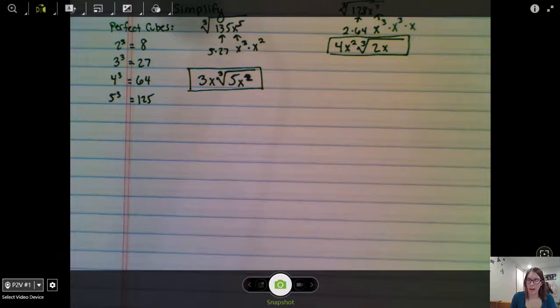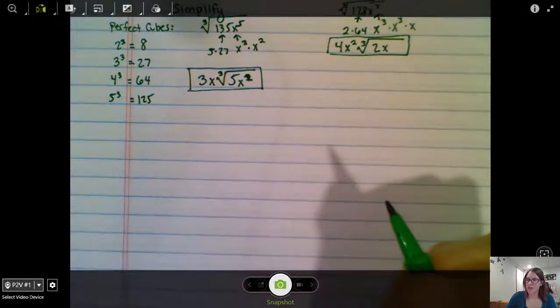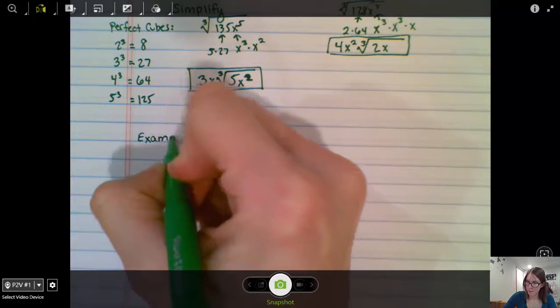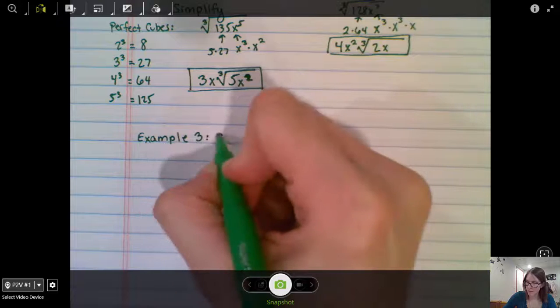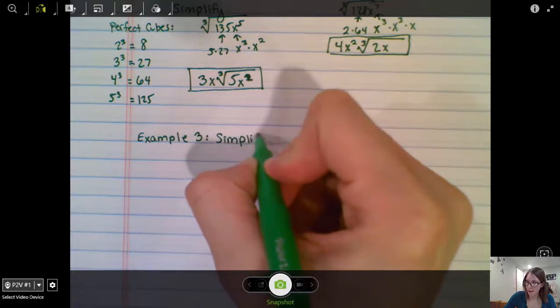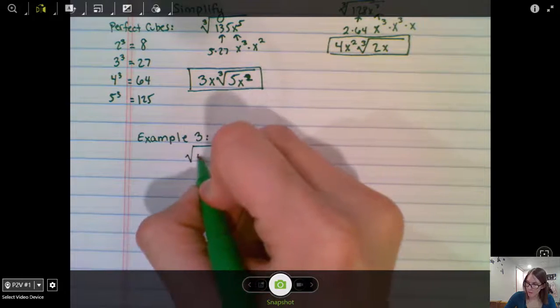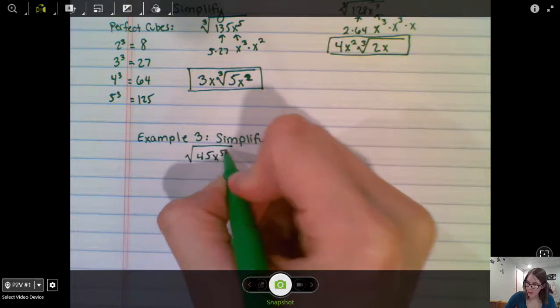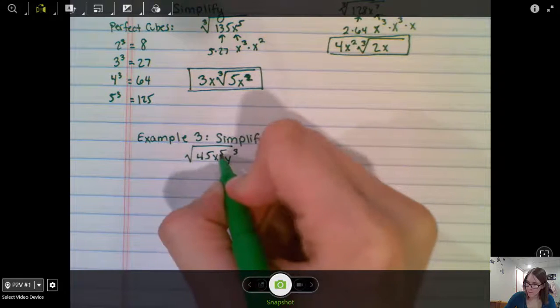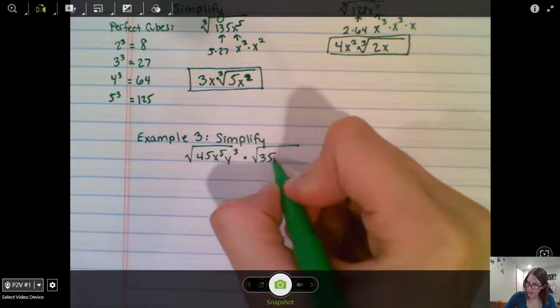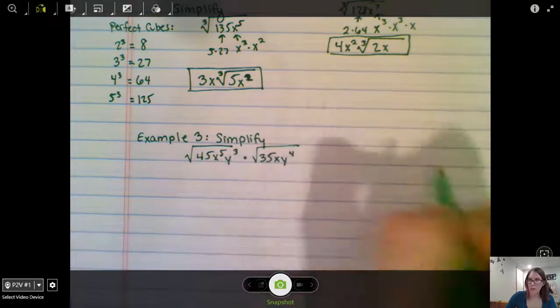Last type of problem that we're going to look at is more multiplication, and then we'll also have the simplifying to deal with along the way. We'll really save division for tomorrow. Example 3 here. We want to simplify, and we'll just do square roots this time. The square root of 45 x to the 5th y cubed times the square root of 35 x y to the 4th.